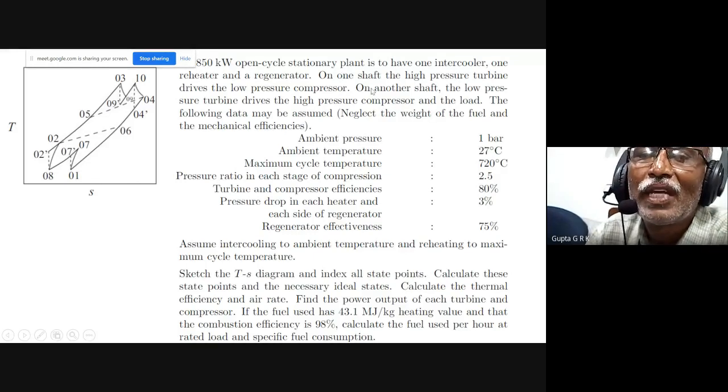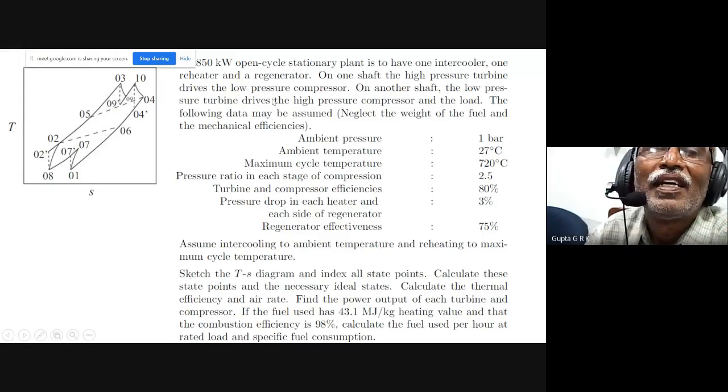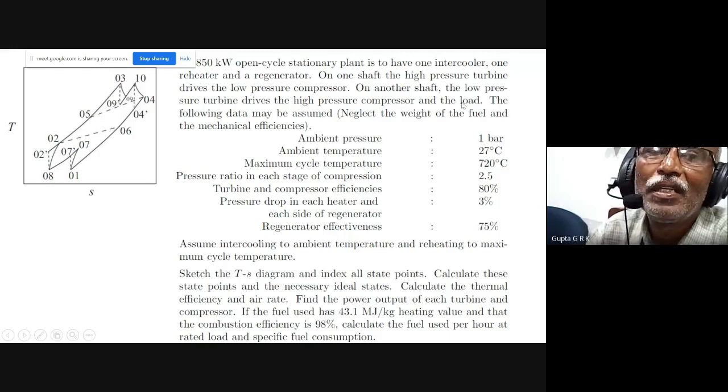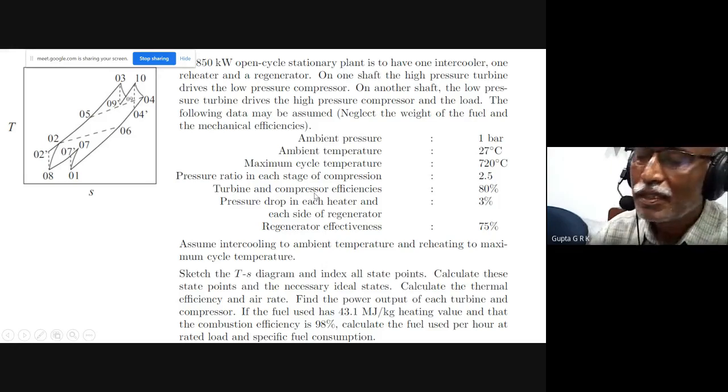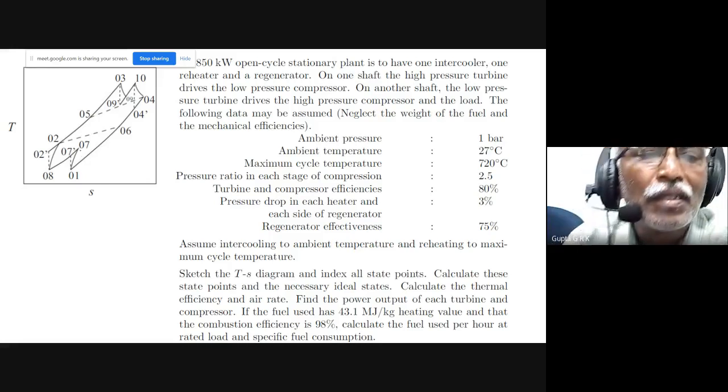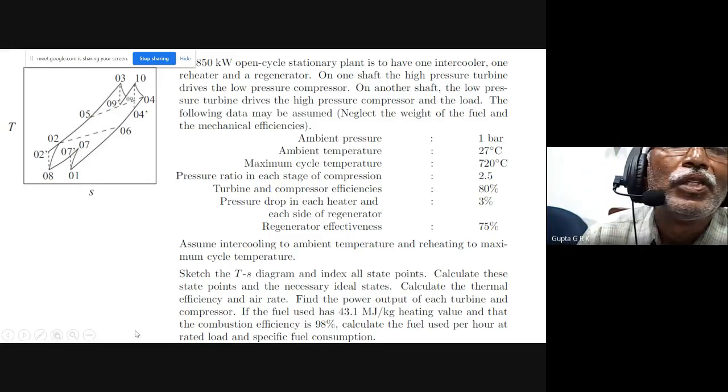So here you have to read the description properly. Here it says the HPT is run by the LPC, and the LPT runs the high pressure compressor and the load. So this is the power turbine, which also runs the high pressure compressor. So the following data may be assumed. This is the way it is given. So you have to see here.